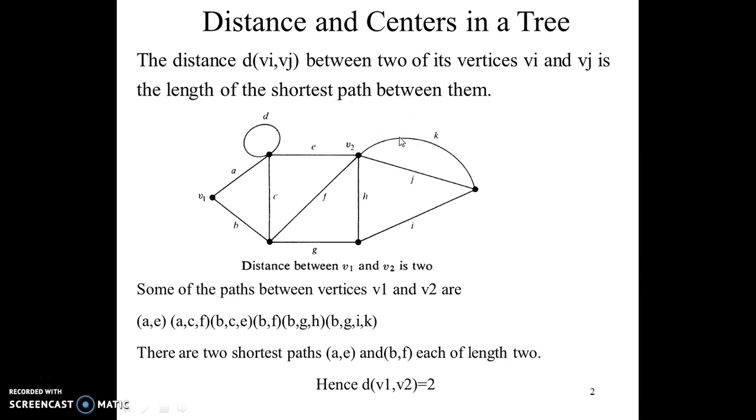But distance gives us the shortest path. The shortest paths from V1 to V2 are A with E and B with F, with a length of 2 each. Therefore, the distance between V1 and V2 is 2.